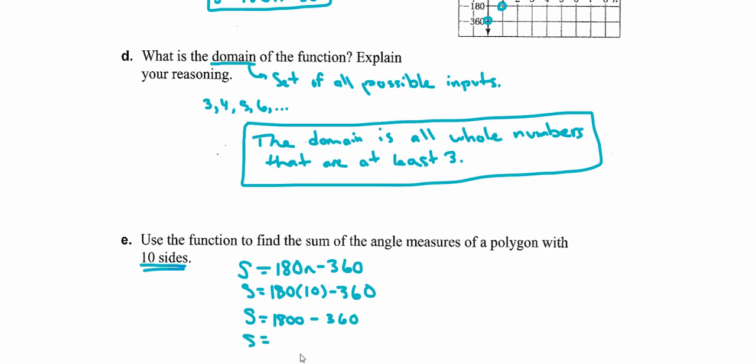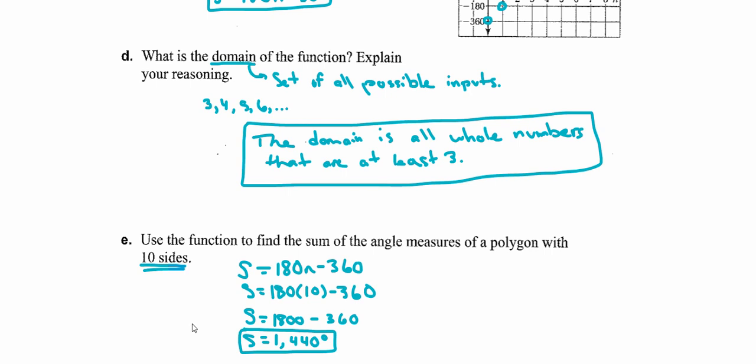So S is equal to, let's see, 1,440 degrees. And that is the interior angle sum of a 10-sided polygon. Now, I should also ask you, what is the name of a 10-sided polygon? Because you might see that pop up on your next quiz or on your assignment. So what is the name of a 10-sided polygon?